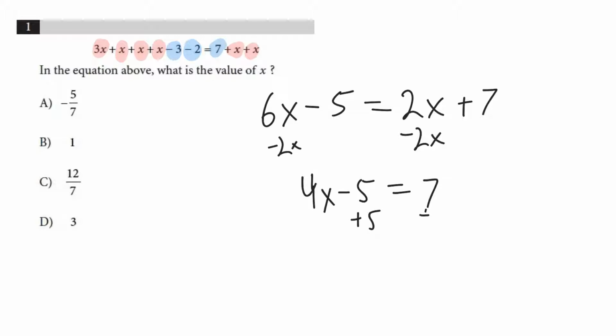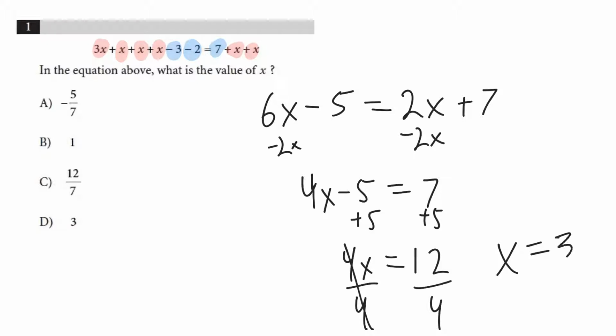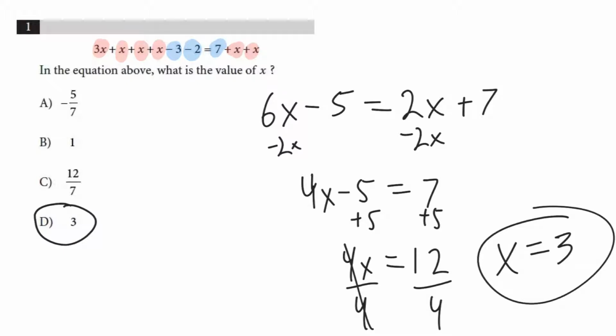Add 5 to both sides. You get 4x equals 12. And then, of course, we're going to divide by 4. We get x equals 3. X equals 3 is our answer.